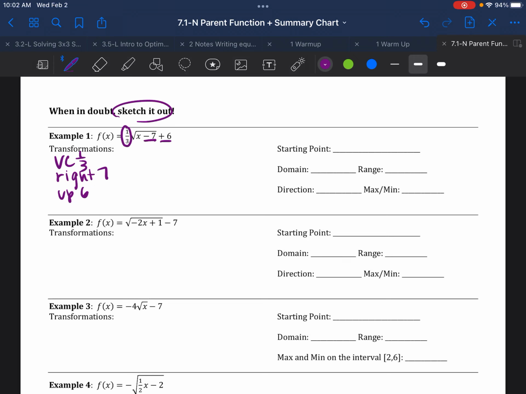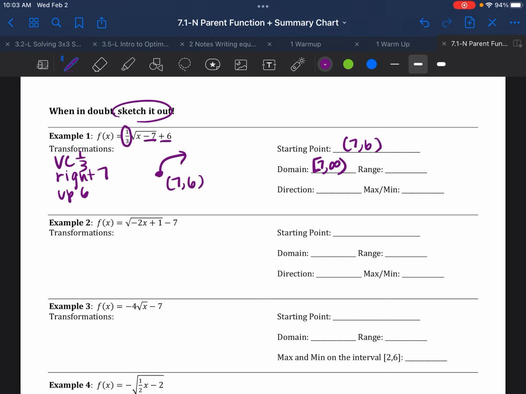Because there are no reflections, I know this function is still going up and to the right, just like the parent function. And then the starting point, which was at 0, 0, has been moved right 7, up 6. And so the new starting point is 7, 6. This picture is really going to help us with the domain and range. It's starting at 7 in the x and going to the right. And so 7 with a bracket to infinity parenthesis.